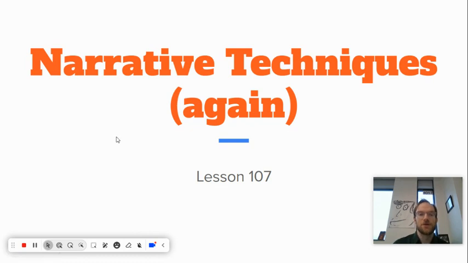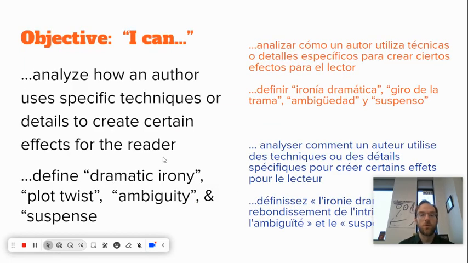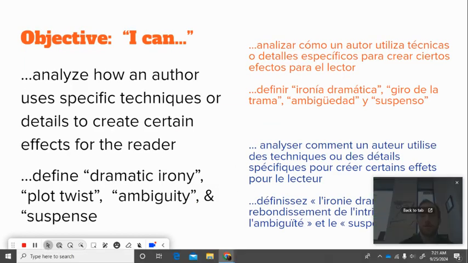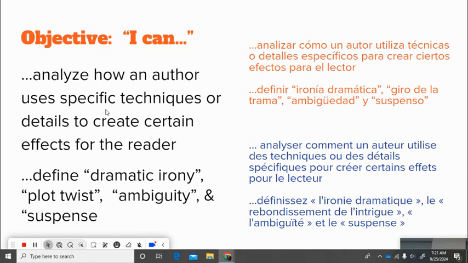But today is just a review of some of the narrative techniques we'll see in part 1 and part 2 of Lamb to the Slaughter, which we're reading in lesson 106, and today, lesson 107. And so, quick objective: we're analyzing how an author uses specific techniques or details to create certain effects for the reader. Our reader response strategy will help us do that. And we're going to be able to define dramatic irony, plot twist, ambiguity, and suspense.